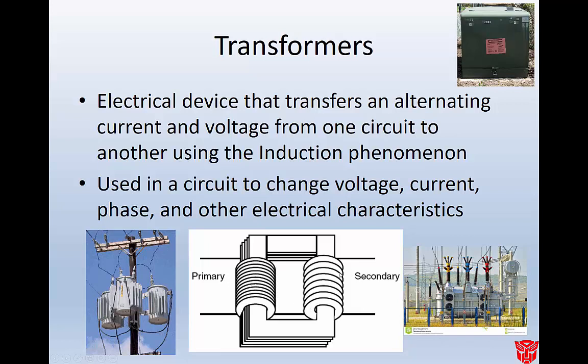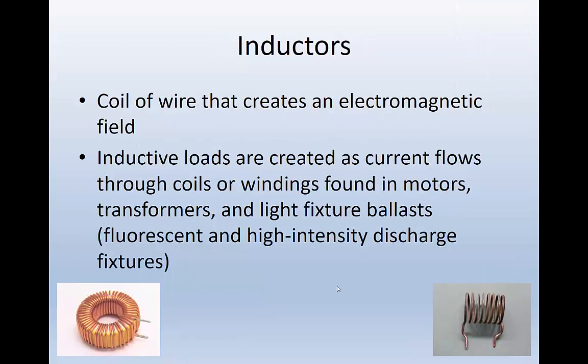Now, the way that we actually figure this out is that it's the ratio of the number of coils on the primary to the number of coils on the secondary. And if you look in your book, there's a couple examples on how to do the math for that, but that's something I'll also go over in class for you.